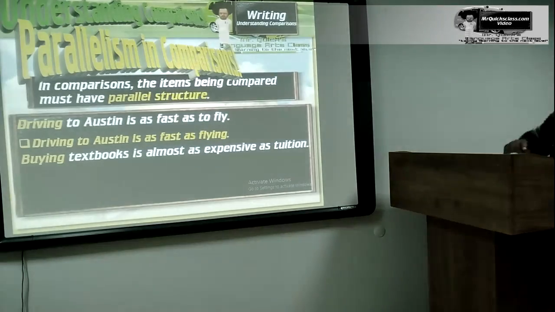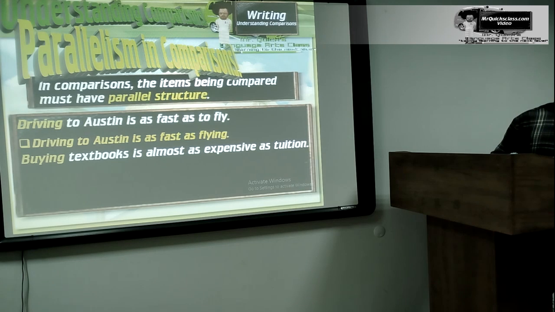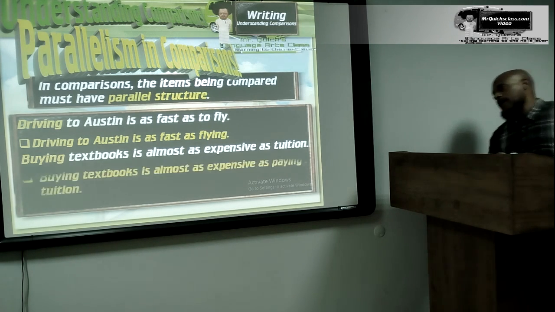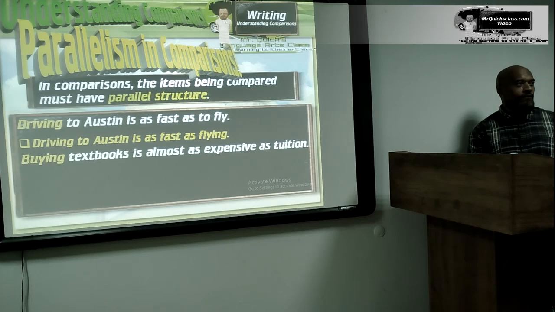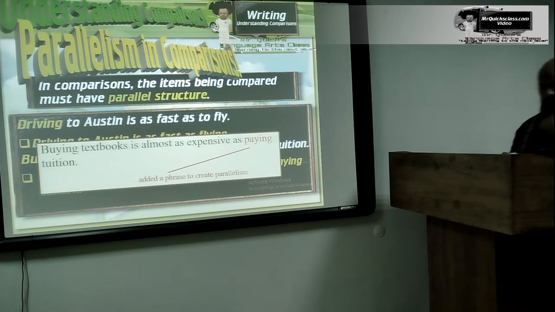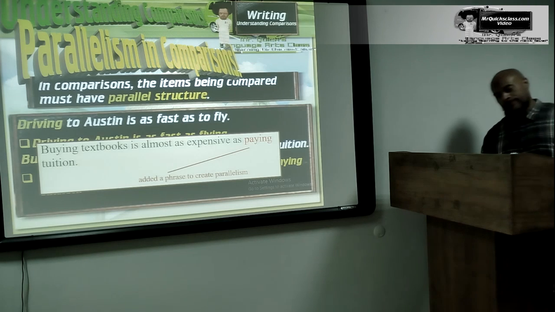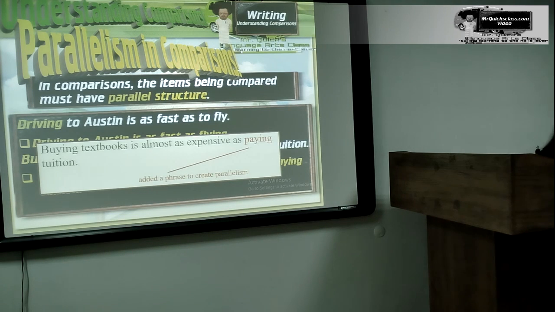Buying textbooks is almost as expensive as paying tuition. As expensive as paying tuition. Okay. Yeah, you don't buy tuition unless they come in vouchers. I guess you can't go to Kroger and say, give me two tuitions.